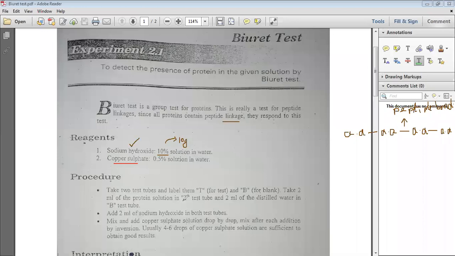It will be a 10% solution of sodium hydroxide, and the other solution which is required for this test is a 0.5% solution of copper sulfate. How will you prepare 0.5%? You will take 0.5 gram of copper sulfate in 100 ml of solution. It means the total volume of solution should be 100 ml while you are adding copper sulfate. It will be a 0.5% solution of copper sulfate. It will be light blue in color.